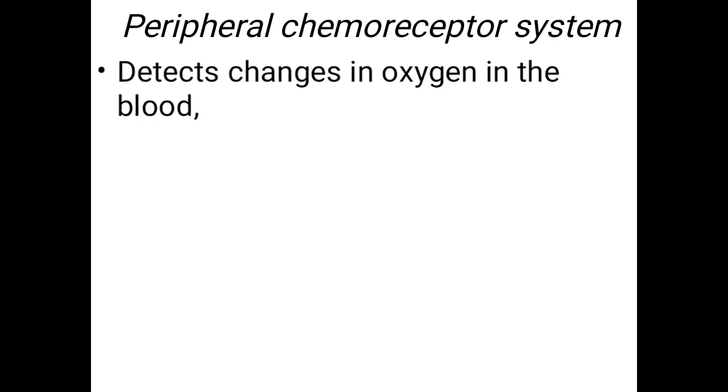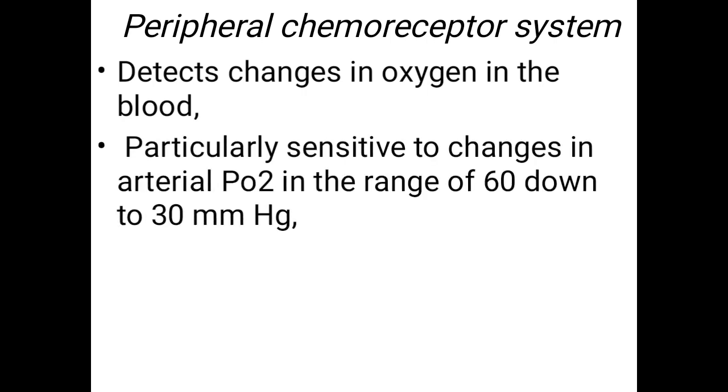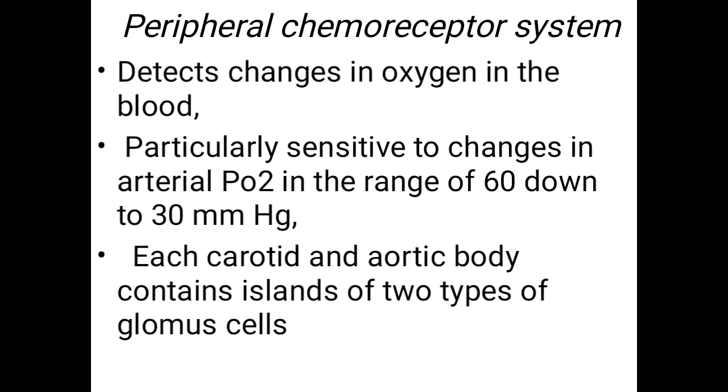If you recall, we have learned central chemoreceptors are sensitive to CO2 levels and H ions, more on H ions, then CO2. But the peripheral chemoreceptor system detects changes in oxygen level in the blood, particularly sensitive to changes in arterial PO2 in the range of 60 down to 30 millimeters of mercury. We have learned that PO2 is normally 100, coming down up to 60. But if it comes down below 60, it will stimulate our peripheral chemoreceptors. Each carotid and aortic body contains islands of 2 types of glomus cells.